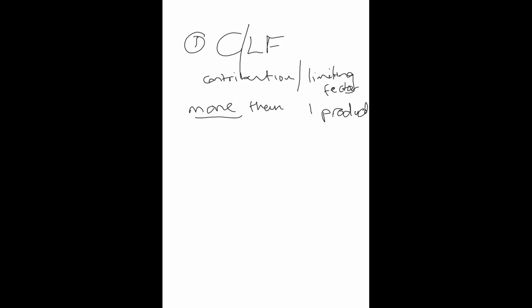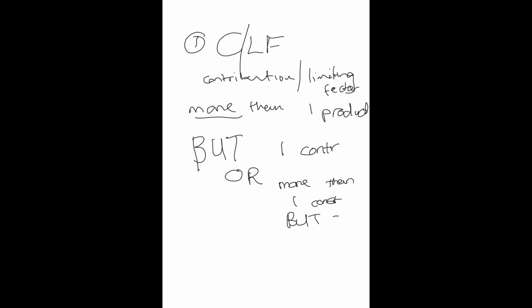So with this one, you have more than one product, but you have one constraint, or you've got more than one constraint, but the same ranking. We'll speak about what rankings are when we do the example. So CALF you use when you've got more than one product, but there's either one constraint or there's more than one constraint, but those constraints have the same ranking.